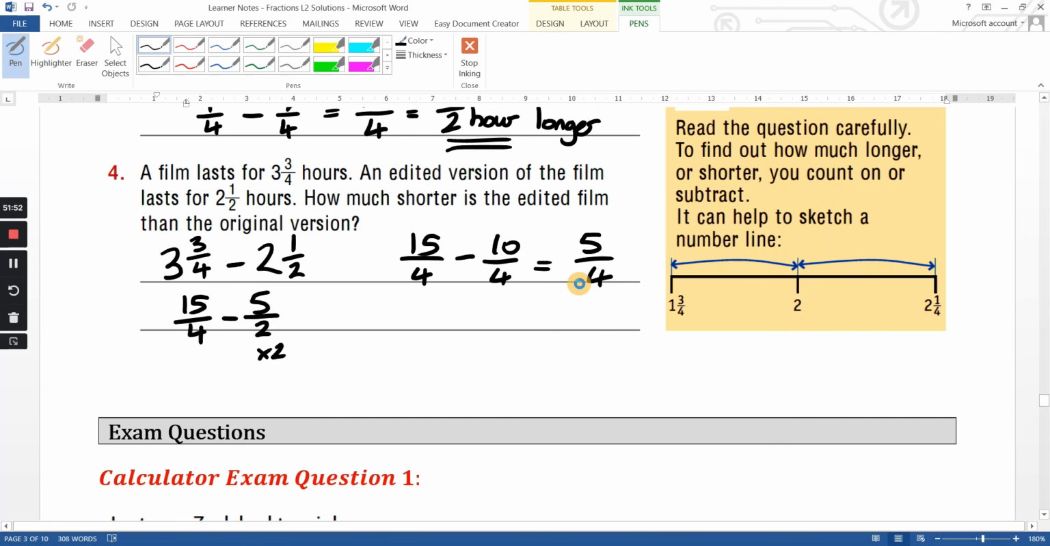You could leave your answer like this, or I would change it back to a mixed number, to be honest. So that's the same as 1 1/4 hours. Yeah, that's your final answer.